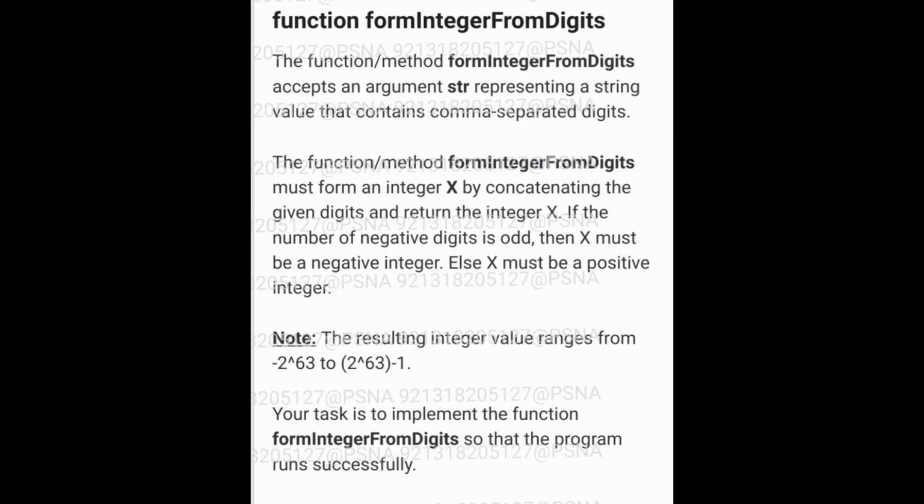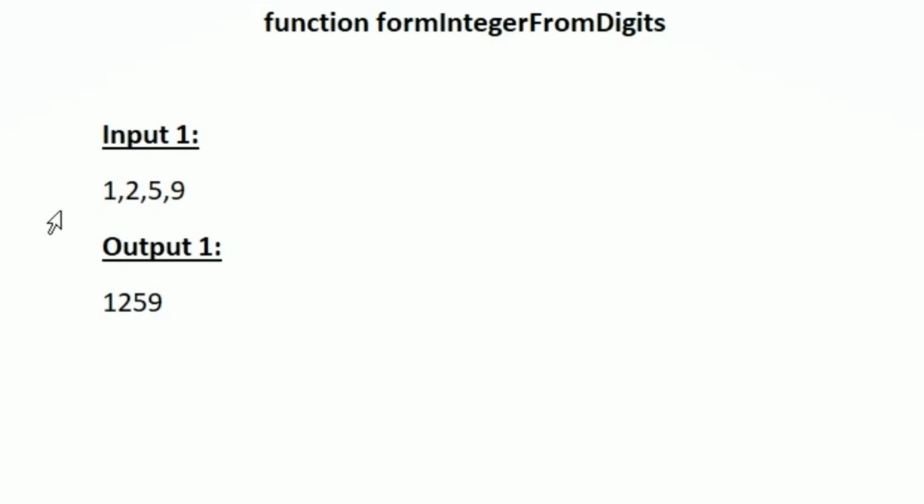This is the question asked in today's SkillRack daily challenge. We will be given a string as an input, and the string will be in this format. It will have a digit, then a comma, and again a digit. In this format we will be given a string. Our task is to convert these digits into an integer. When we convert all these digits into an integer, the integer that we get would be 1259.